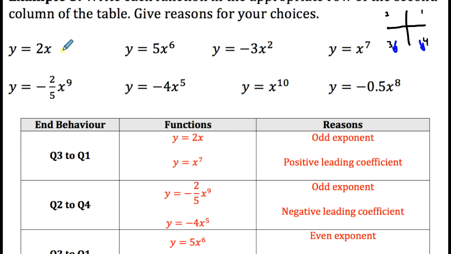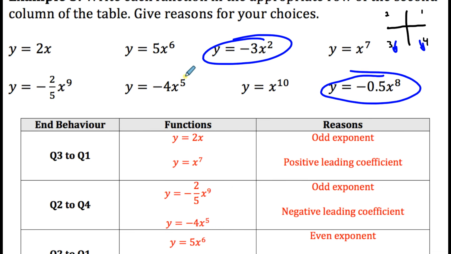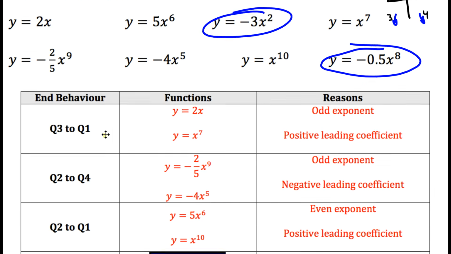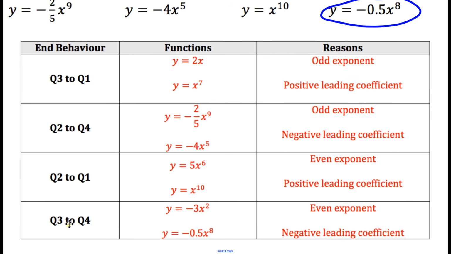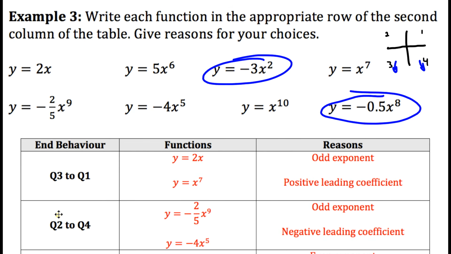Even exponent, negative leading coefficient. That would be that one and that one. So we would write those two functions here. That was the most important example of this lesson.